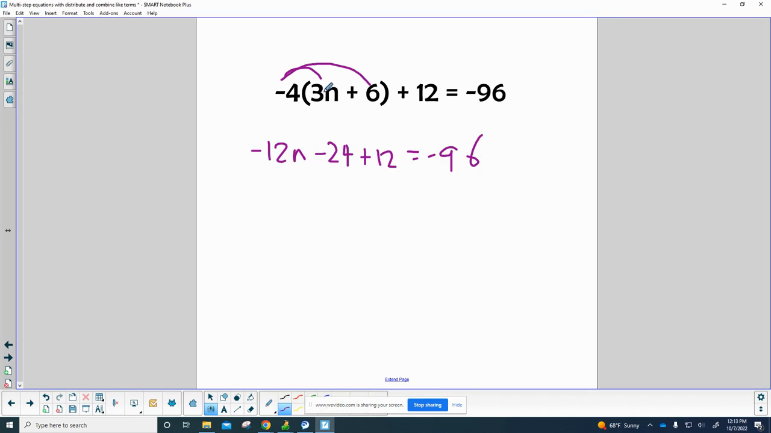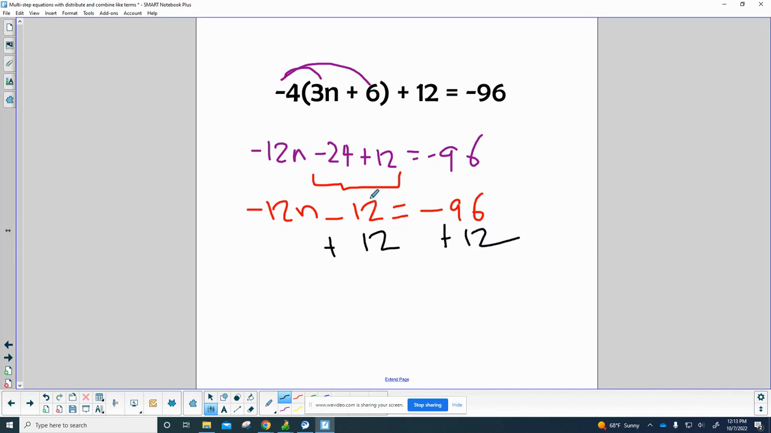Okay, so now that we've got our distribution out of the way, we're going to go ahead and combine like terms. So we got negative 24 plus 12, so that's just minus 12. And we have negative 12n out in front of that. And all of that equals negative 96. So let's go ahead and add 12 to both sides to isolate the variable. And when we do that, that cancels. We have negative 12n equals negative 96 minus 12, which is negative 84.